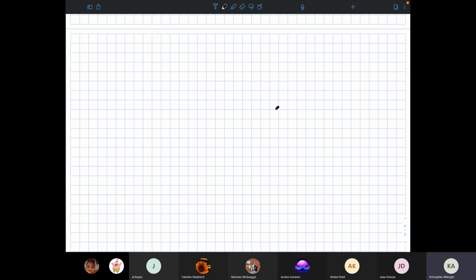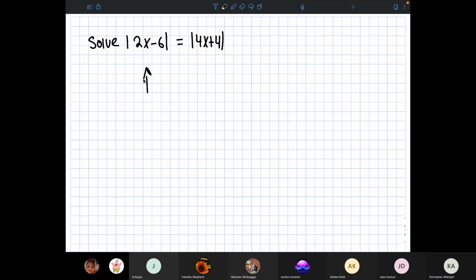Okay, so number 8, I'm going to go over real quick and we will see how to do it. So for number 8, it says solve 2x minus 6 in the absolute value bars equals 4x plus 4 in the absolute value bars. So the way you do this is you pull up one of the online calculators, Desmos, GeoGebra, Symbolab, whatever you want to use, and you plug it in. And you plug in this side, and then you plug in this side. So I'm going to pull it up right now.